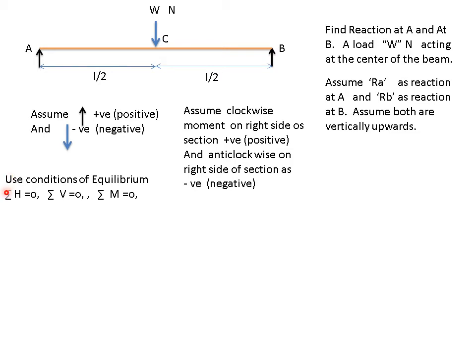I have got three conditions of equilibrium. The sum of all horizontal forces is equal to 0. Actually, it is the algebraic sum. So the algebraic sum of all vertical forces must be 0, and the algebraic sum of all moments about any point must be equal to 0.